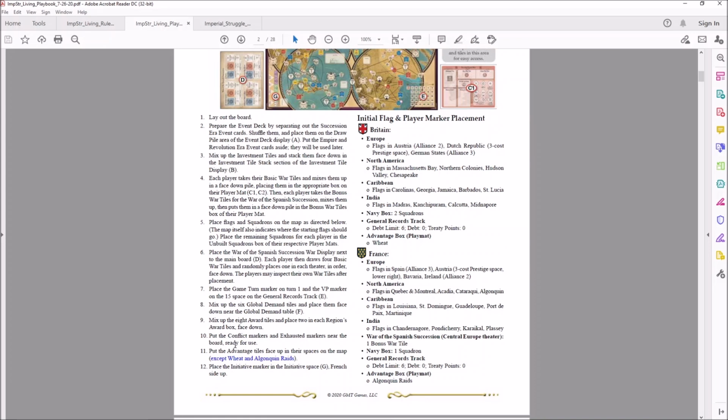I would like to draw your attention to a couple of things which are, let's say, asymmetric in the setup of both sides. Of course, except for where the flags go. First of all, both sides have one advantage tile, the Wit for Britain, and the Indian Raids for the French. They have different special actions, and we'll see them in a moment. The second thing, pretty often forgotten, is the fact that the French start with one bonus war tile for the Central Europe theater. So please also have it in mind.